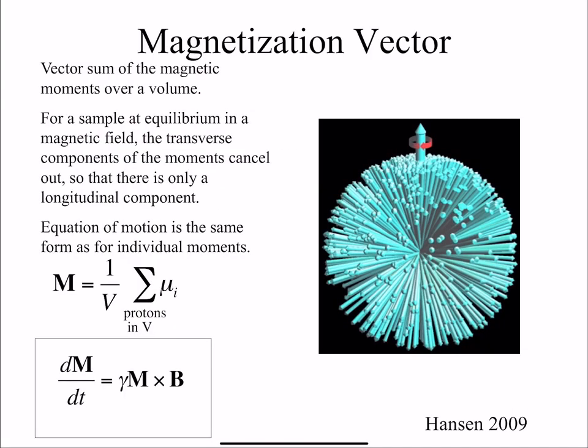Okay, so then in general, we're dealing with lots and lots of spins. And so we'll talk about the magnetization vector. That is, if every spin is precessing, then also the sum of all those spins is precessing around. Okay, so by superposition, we can also look at it that way.